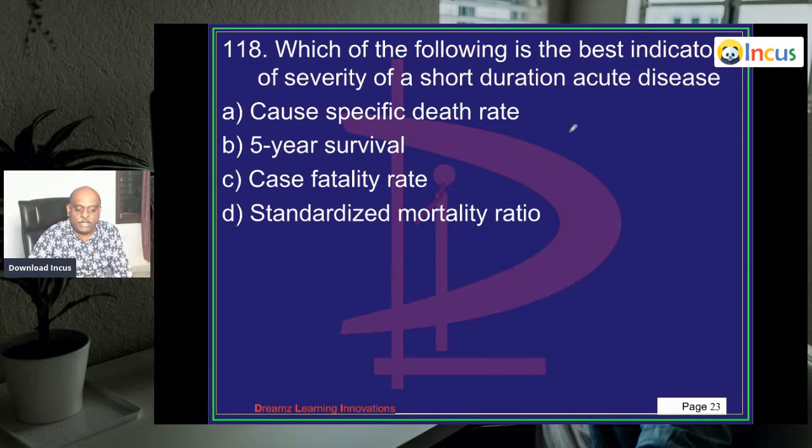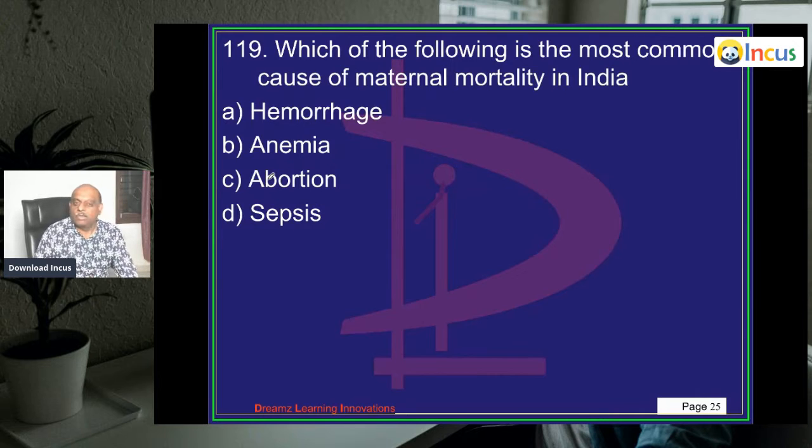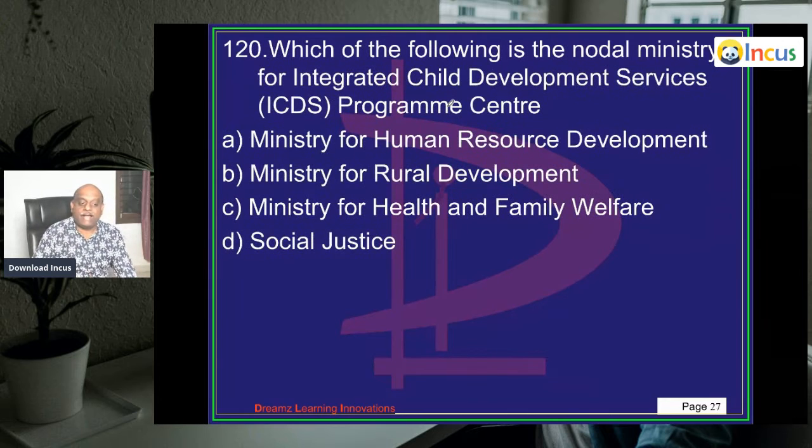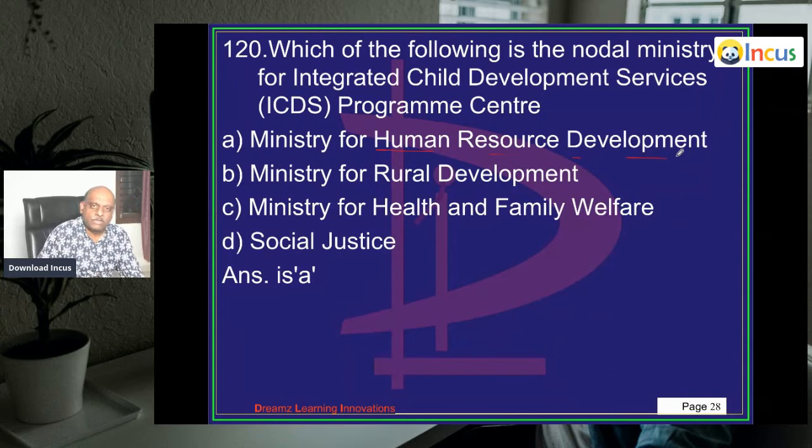How do you know the severity of a short duration acute disease? Case fatality rates. What is the most common cause of the maternal mortality in India? Hemorrhage. ICDS, Integrated Child Development Services, is under which ministry, doctor? HRD, Human Resource Development Ministry. Once upon a time, who was the minister? Smriti was the minister.